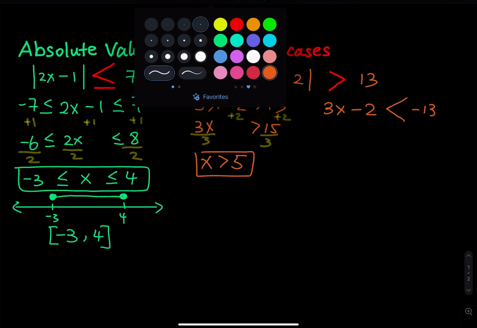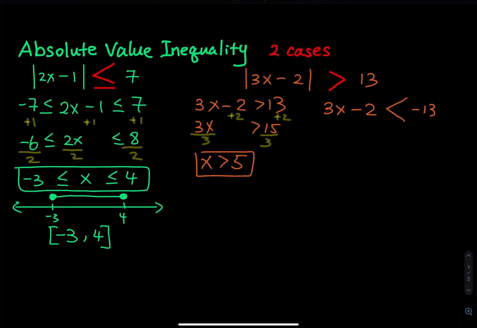So the second way, let me use a different color. Let's use this light pink. The second way to do it is, you can go this way: -(3x minus 2) greater than 13. Do you see this? Compare what I gave you and this line. I put a negative on the left hand side, and then I divide both sides by -1. So you have 3x minus 2 less than -13.